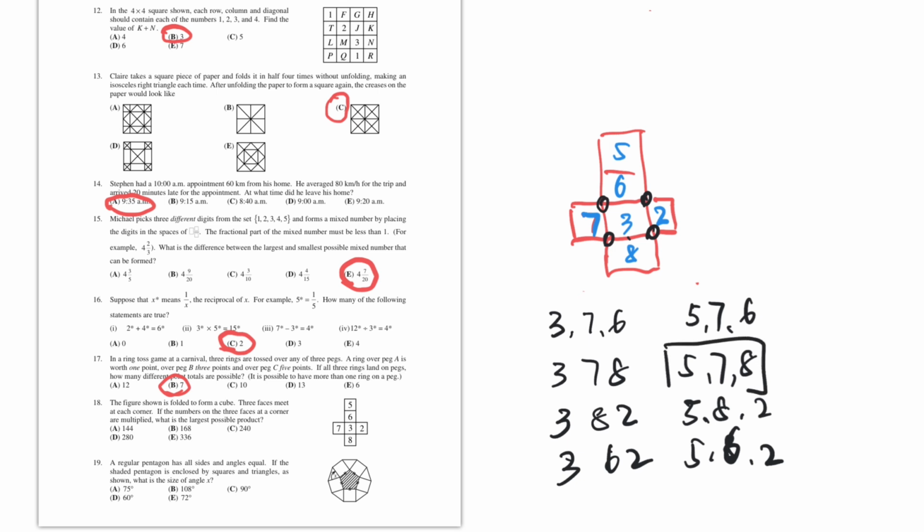So the largest product will be the 5 times 7 times 8. 5 times 8, that's the 40. 40 times 7, 280. So the answer is D.